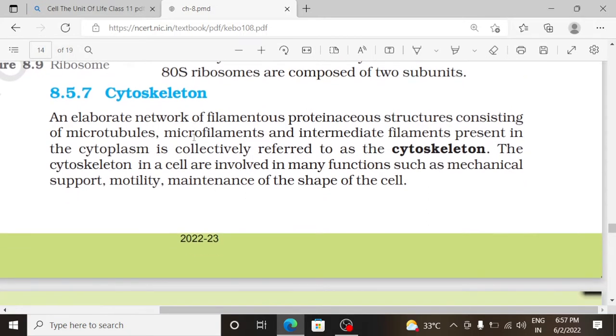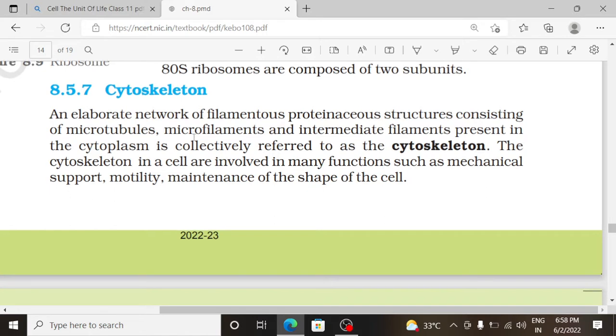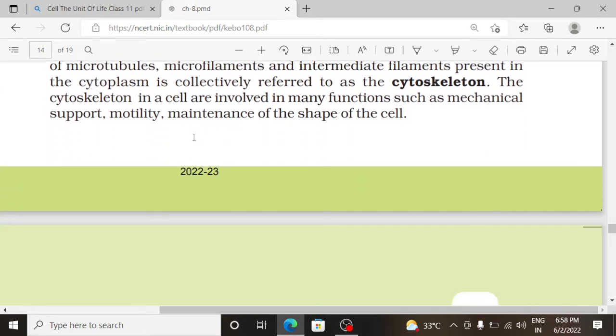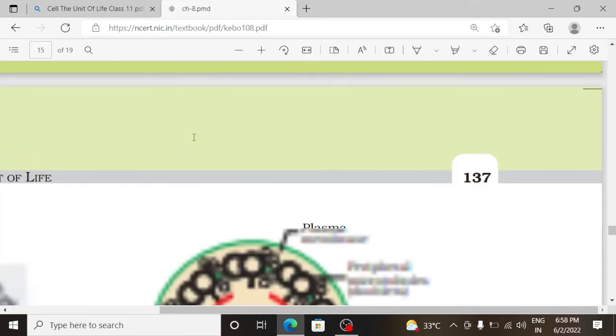Cytoskeleton. An elaborate network of filamentous proteinaceous structures consisting of microtubules, microfilaments and intermediate filaments present in the cytoplasm is collectively referred to as the cytoskeleton. The cytoskeleton in a cell is involved in many functions such as mechanical support, motility, maintenance of the shape of the cell.